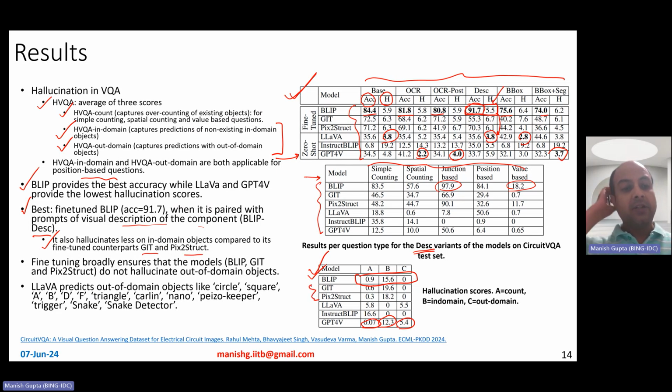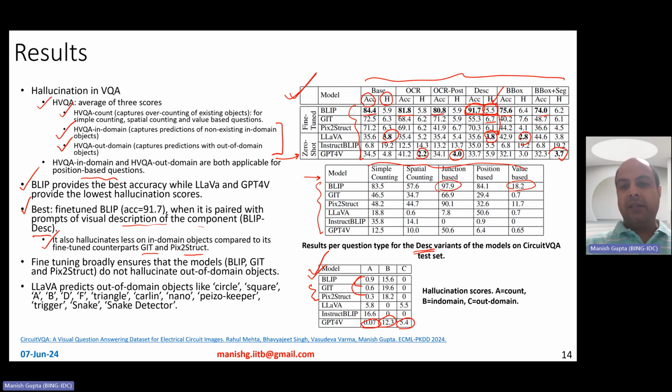So it hallucinates less on in-domain objects; for in-domain objects, its hallucination score is lower. But if you look at count-based objects, its hallucination score is actually higher compared to Git and pix2struct. Overall, net, if I look at this one, 5.5, it's actually lower than 6.7 and 6.1. Lower the better. Hallucination score, of course, you want less hallucination. So lower the better. Okay.